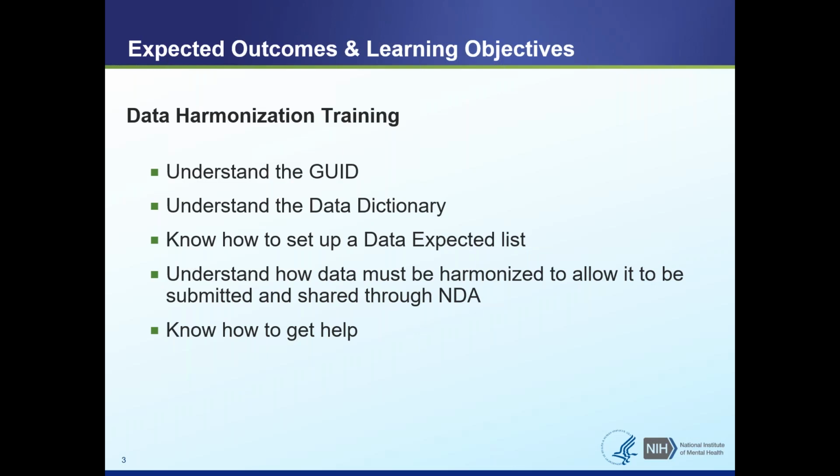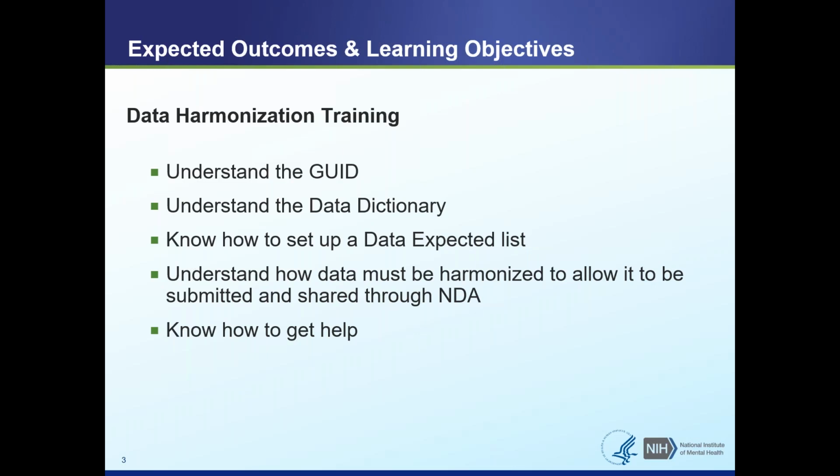We'll cover how to set up your data expected list. That is a deliverable expected as part of the data sharing process within 6 months of your grant's award. And as you completed the data submission agreement, which will have initiated your project and given you control over your collection in NDA, the data expected list will really be the next step in that process. That's our primary tracking mechanism for your project.